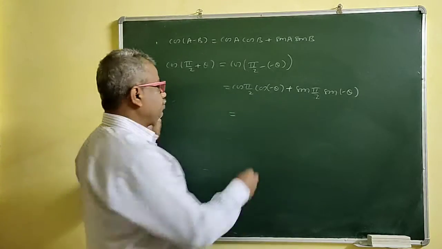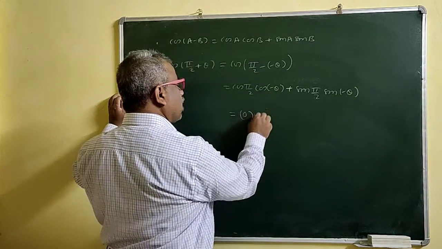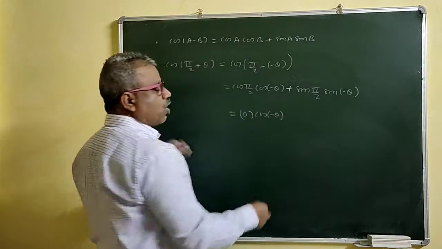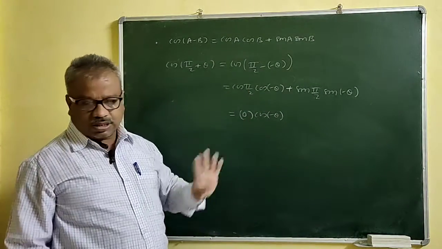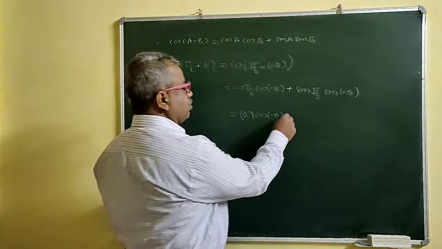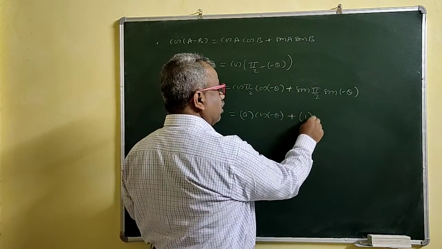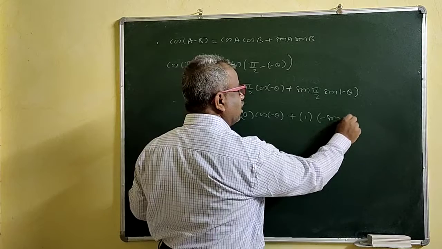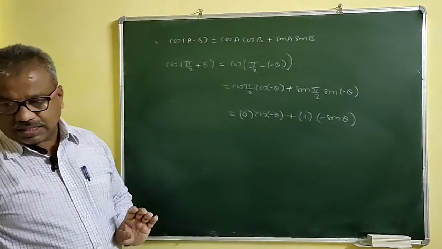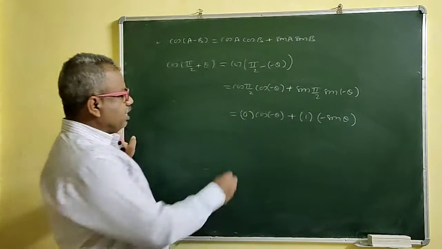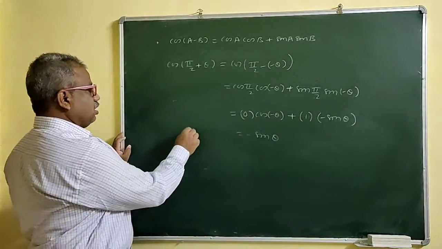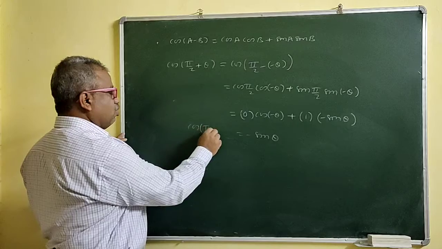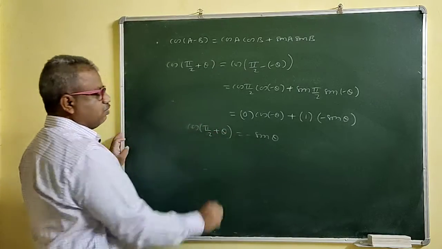Cos pi by 2 is 0, so this term is 0. Whether you know cos minus theta or not, we know that cos minus theta is cos theta; you may write cos theta, it doesn't matter. Plus sin pi by 2 is 1 here, and sin of minus theta is minus sin theta. So what do we get then? This is minus sin theta. So we get a new formula again: cos of pi by 2 plus theta is equal to minus sin theta.